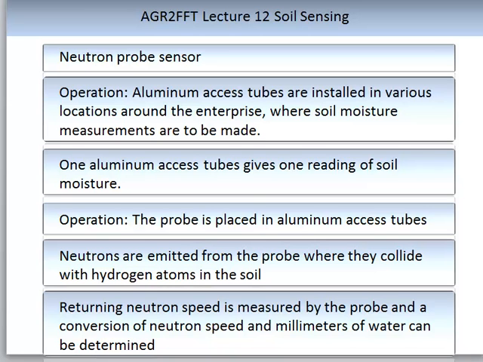Because this is radiation, an operator needs to have a license in order to operate the probe. There are considerable health and safety risks if the probe is not used correctly. Once the neutrons hit the soil, returning neutron speed is measured by the probe, and a conversion of neutron speed can be made to give you a result in millimeters of soil moisture.